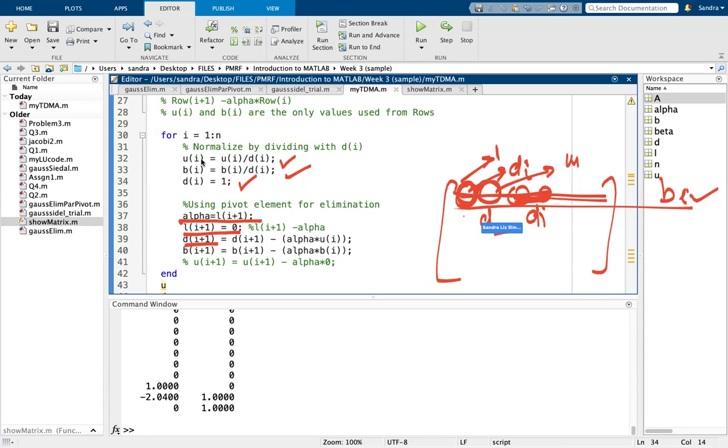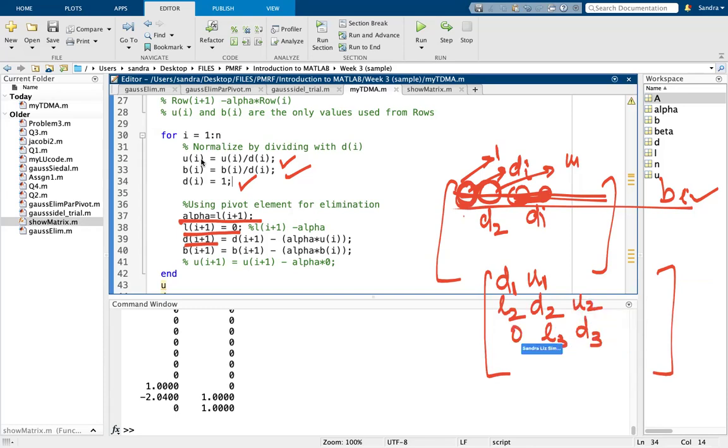Okay, I don't know if I'm making it confusing for you. Just a second. This is D1. This is U1. This is D2. This is L2. And this is D3. This is L3, and you have U2. This is how it looks. Then you go L4, D4, sorry, this is U3, and U4 will be there. So on it will go.